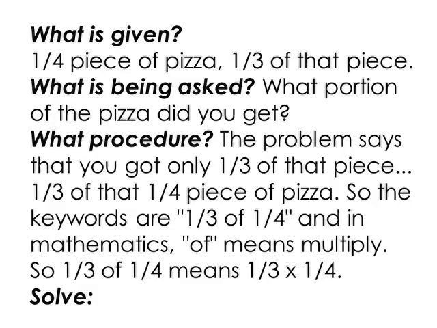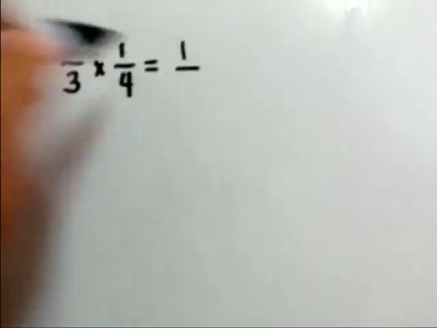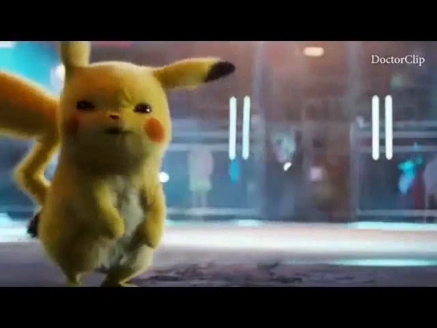What procedure? The problem says that you only got 1/3 of that piece, and that's 1/3 of that 1/4 piece of pizza. So the keyword is of, and in mathematics, of means multiply. So 1/3 of 1/4 means 1/3 times 1/4. Solve. So we have 1/3 times 1/4. 1 times 1 equals 1. 3 times 4 equals 12. And so we have 1/12. So I'll just do it again.